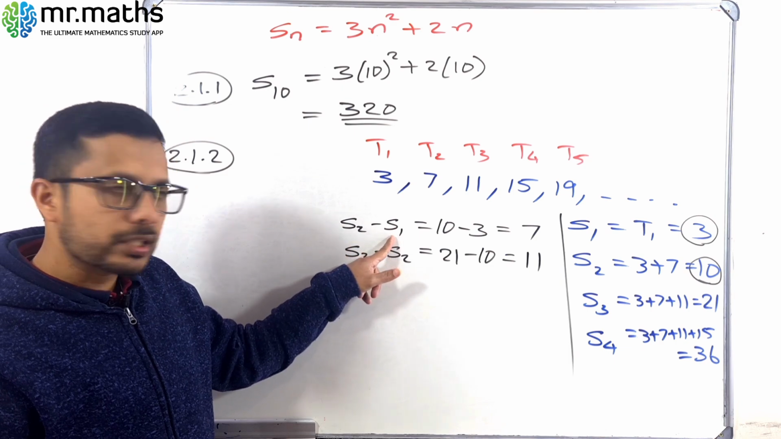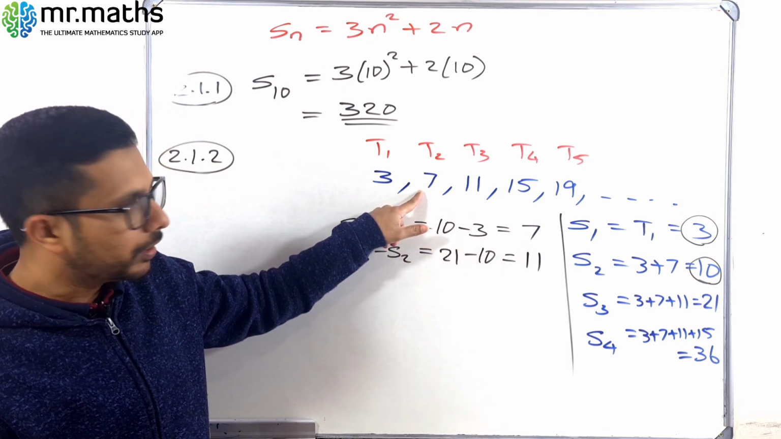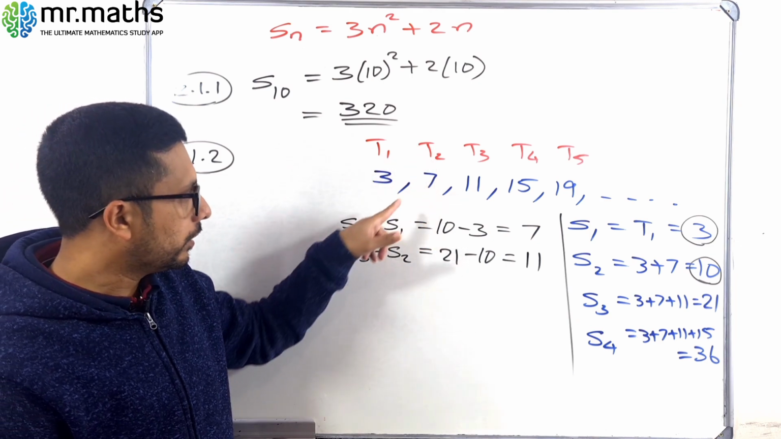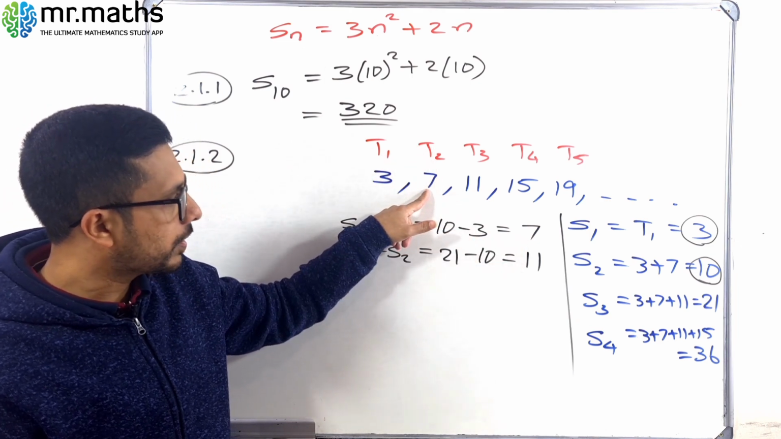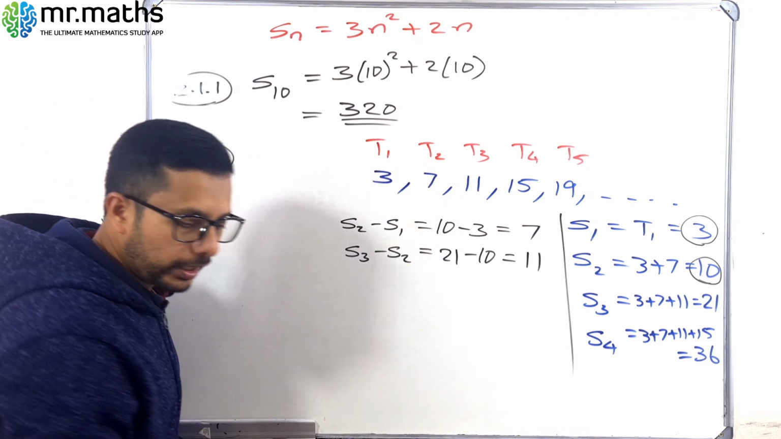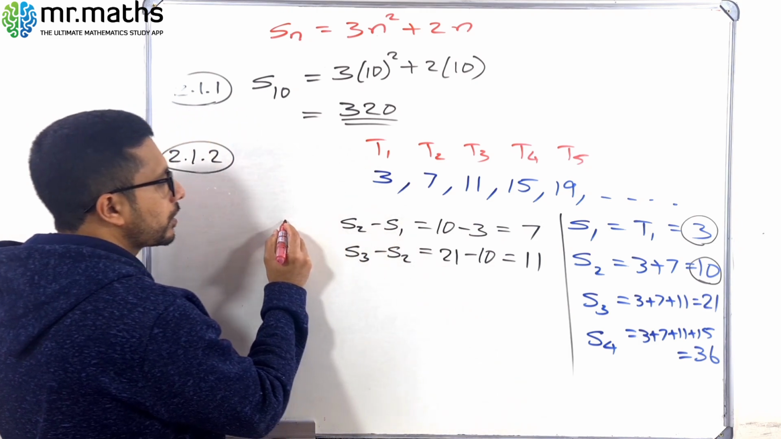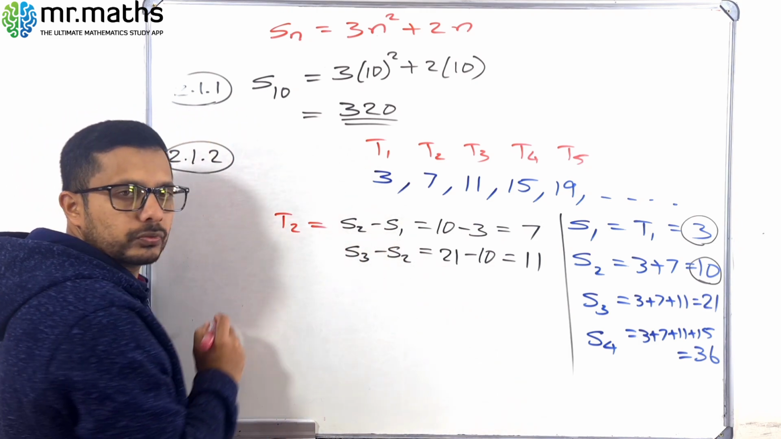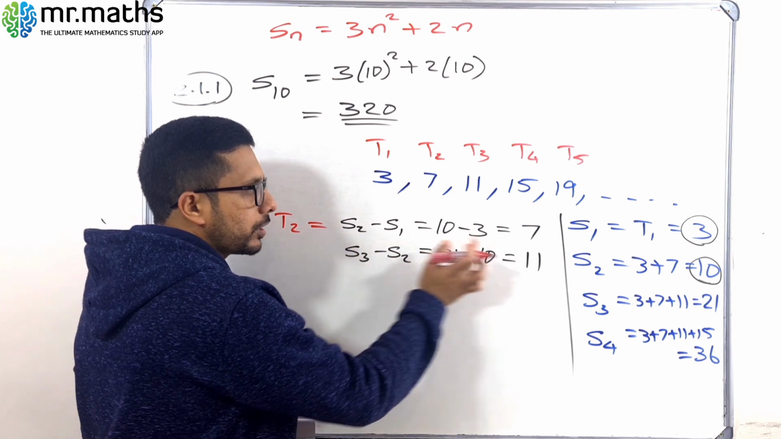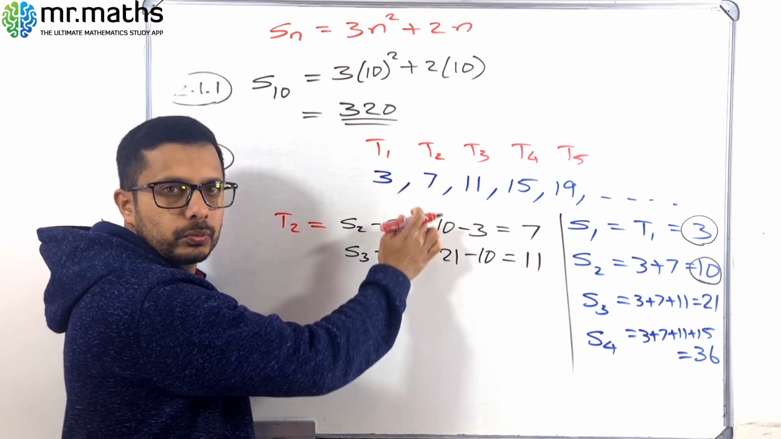S2 minus S1. We got the answer as 7. Actually, what is that 7? That is T2. Can you see that? That is the second term. So here I can write that S2 minus S1 is the same as T2. When I check S2 minus S1, I am getting the answer as 7, so that is the same as T2.